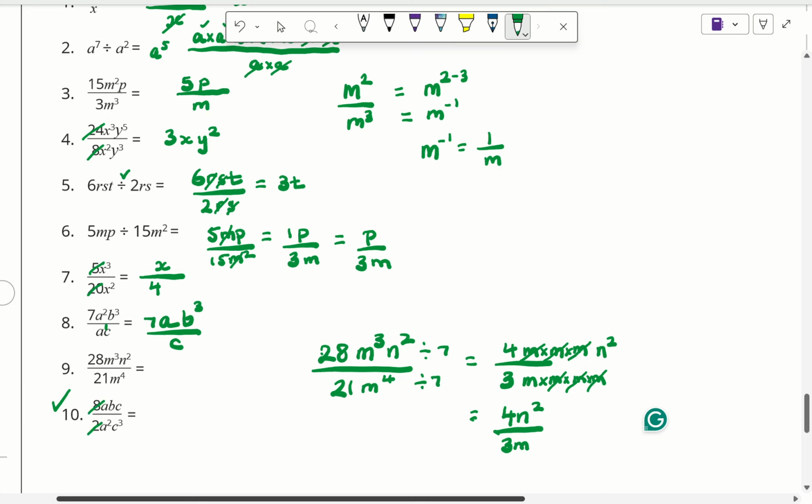2 goes into 8 4 times, and I've got a divided by a squared is a over a times a, and we've got c divided by c to the power of 3, which is c times c times c. These c's cancel out. I've got 2 left. Well, don't have 2 left. I have c squared left. This a cancels out with that a. So all we've got left on the numerator is 4. And on the bottom we have a, and c times c is c squared.